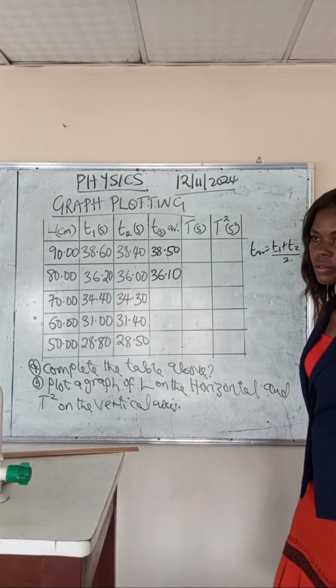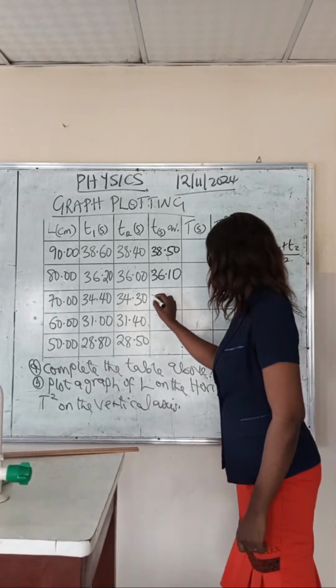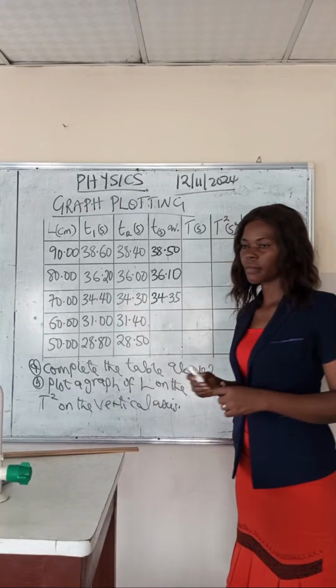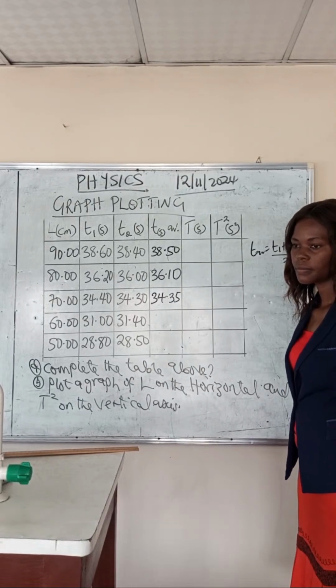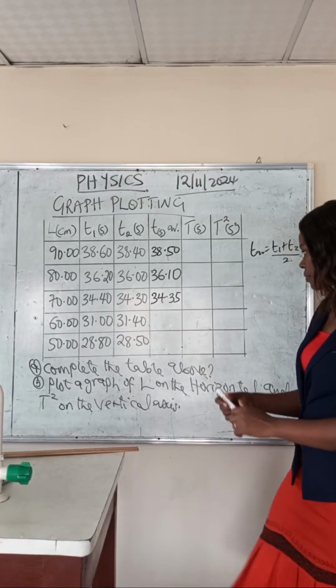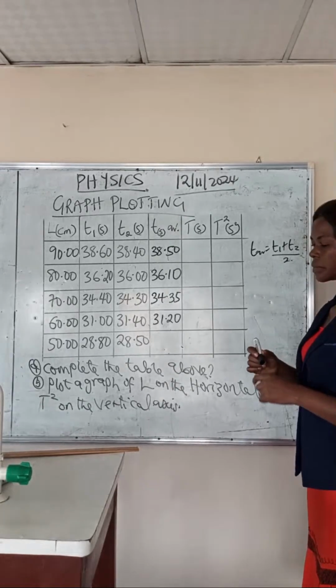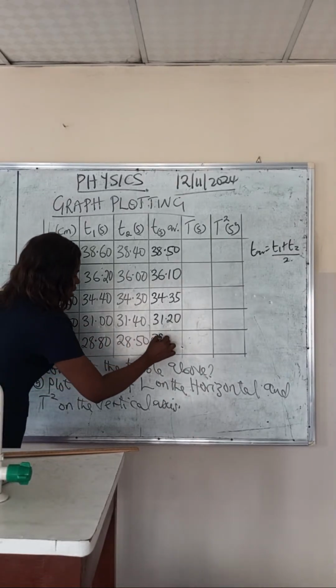Who's doing the next one? 34.35. Okay. Next. 20. Okay. 28.65.